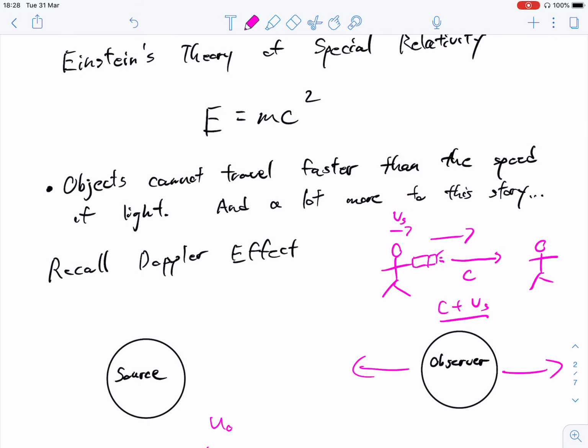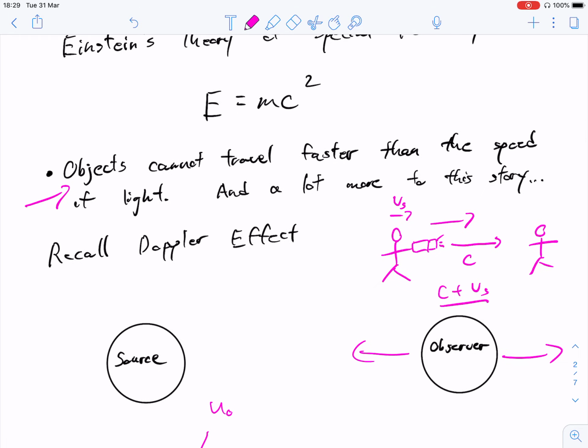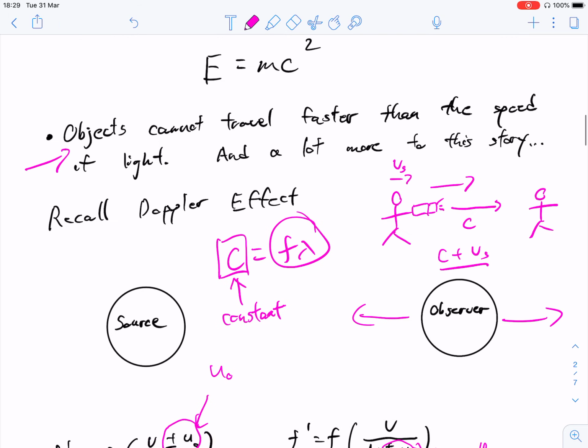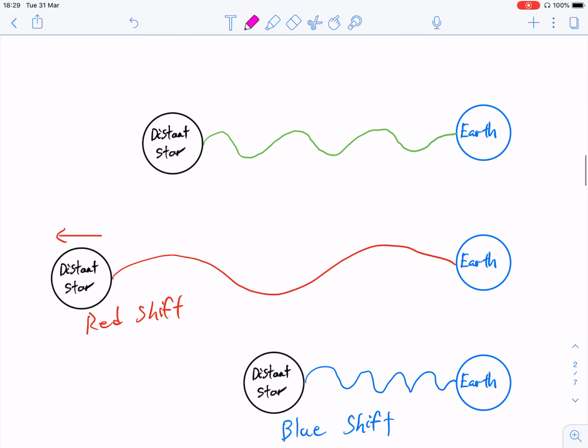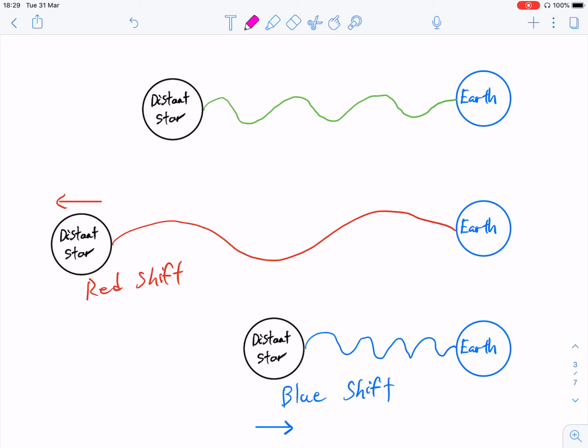Now, because of this limitation that light cannot go faster than the speed of light, the other things have to change. We know c equals f lambda. So what we're really saying here is that c is capped. It is constant, so we can't go any faster. What has to happen then is that the frequency and the wavelength shift as a result. And so what we observe is the following.